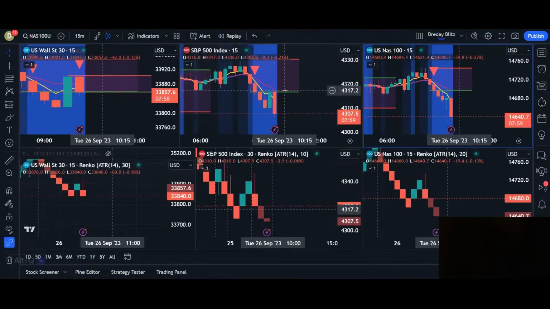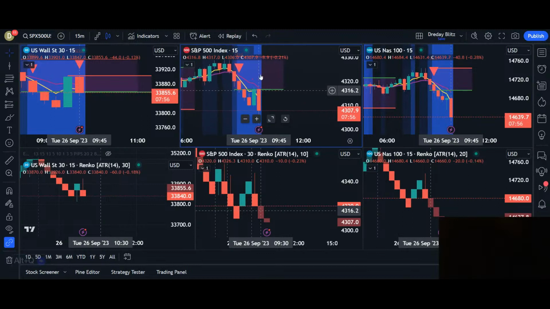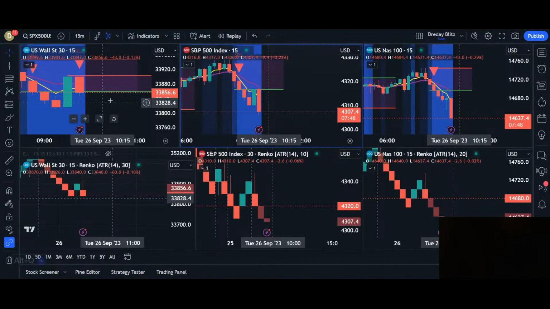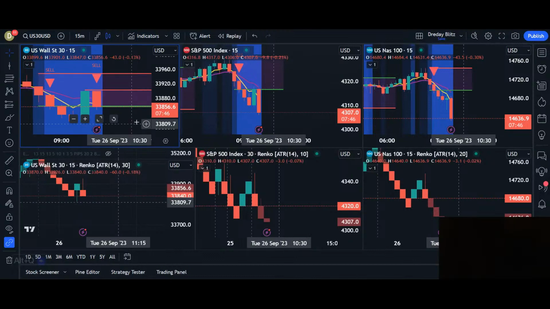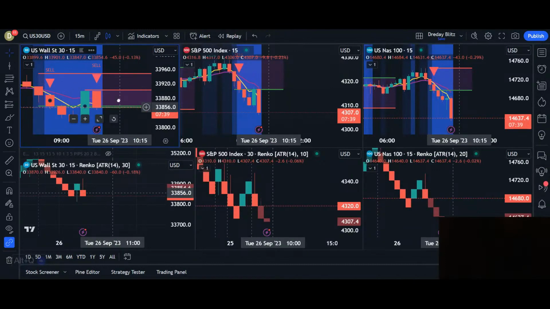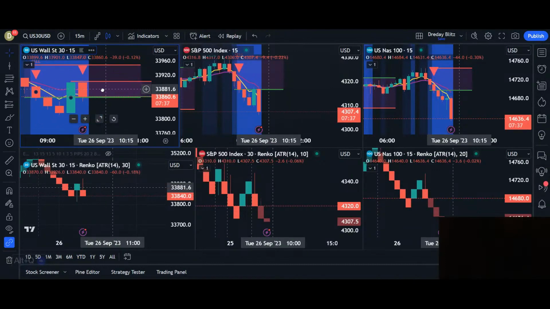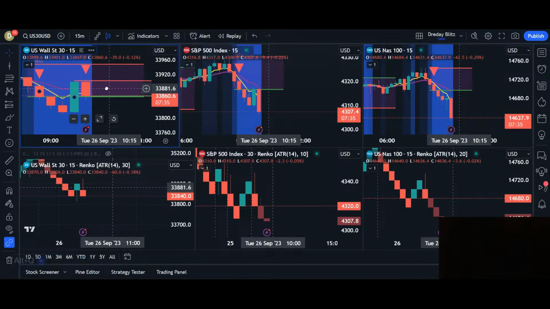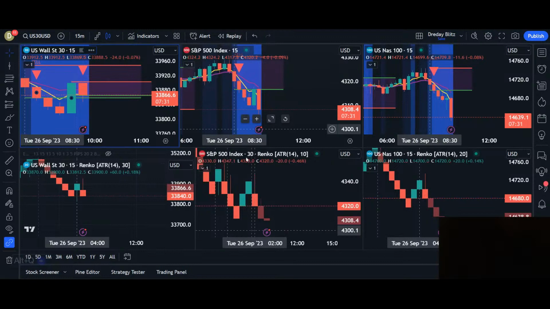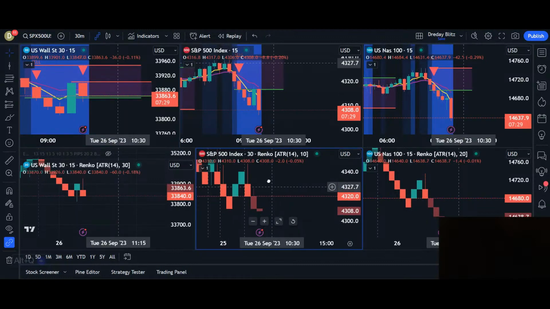But overall bearish here on S&P 500 and Nasdaq. Still hesitating on the US 30, but it should be doing the same type of move because those three are more or less moving in the same way. So I'm just waiting for the US 30 to confirm the direction of going down. But S&P 500 and Nasdaq are still pushing down right now. So that's pretty good.